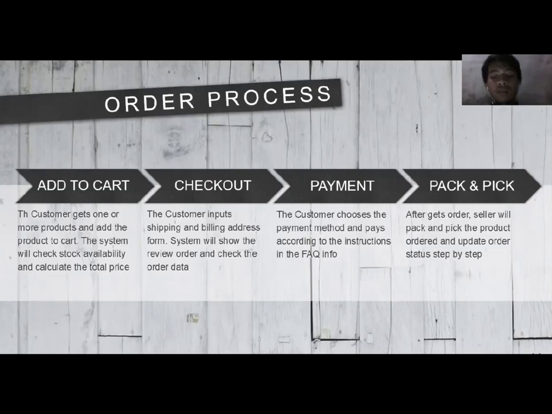After the checkout process, the next is the payment process. Customer chooses the payment method and pays the order. After getting the order, seller will pack and pick the product order and update order status step by step until the order actually arrives at the customer.